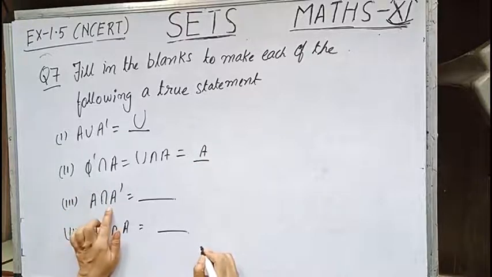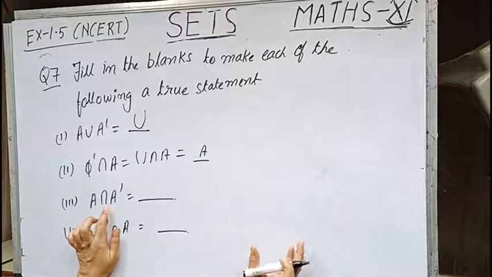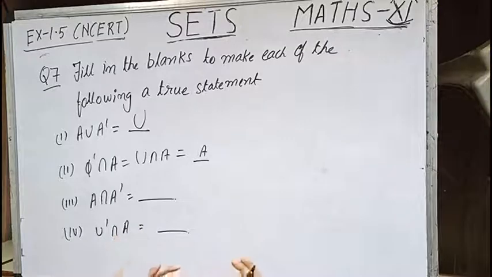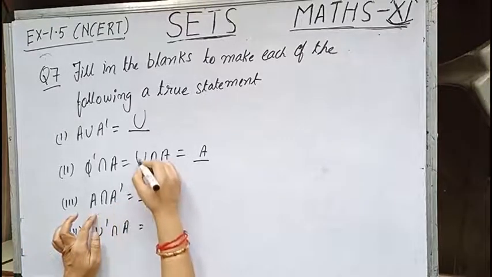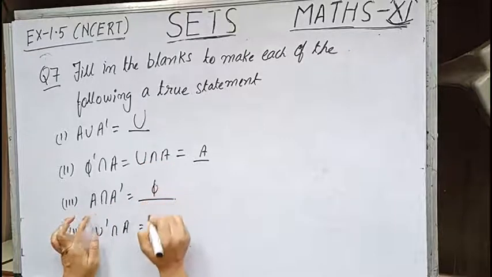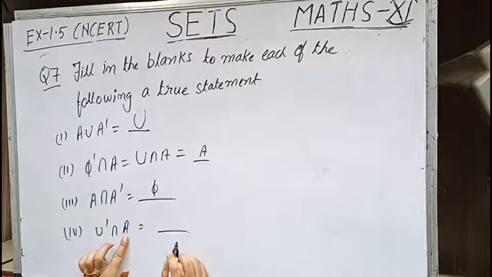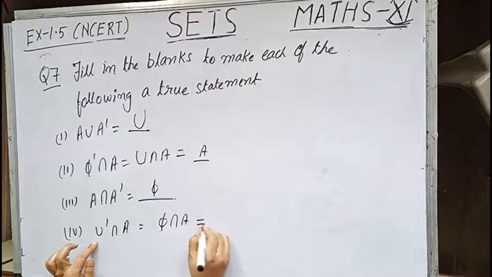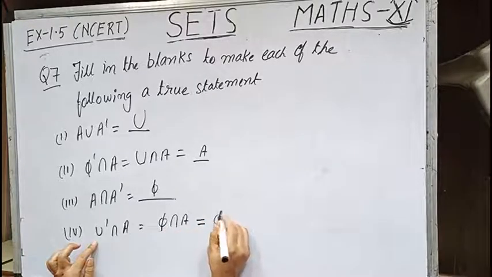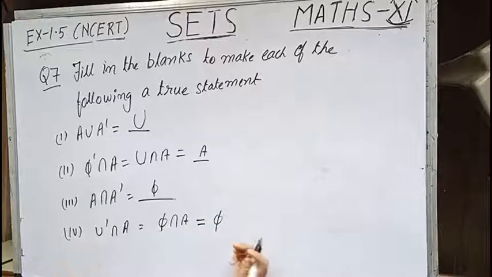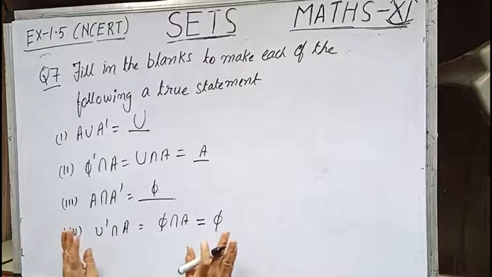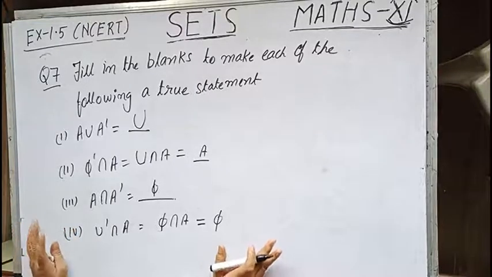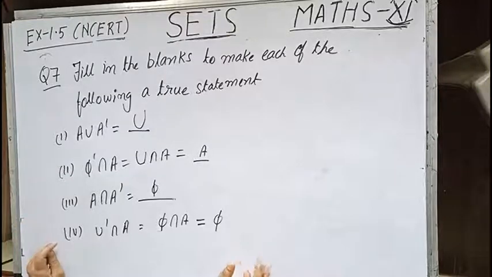Now A intersection A complement means the common elements of A and A complement. We know that A and A complement are disjoint sets. So A intersection A complement is equal to phi. Now U complement intersection A. U complement is phi. Phi intersection A: whenever we do the intersection, the result is the smaller set. So phi intersection A will be equal to phi. So the concept of De Morgan's law exercise is complete. Now we will be coming to the practical application of the set theory. So let us go to the next section now.